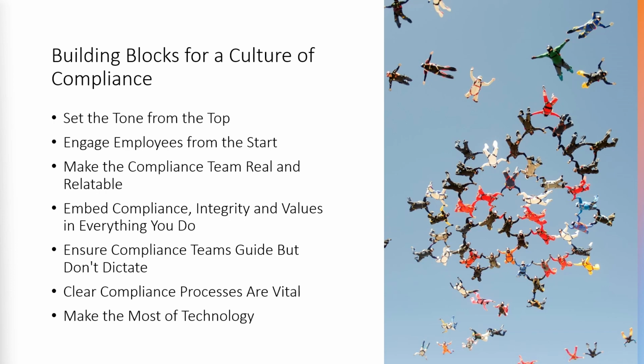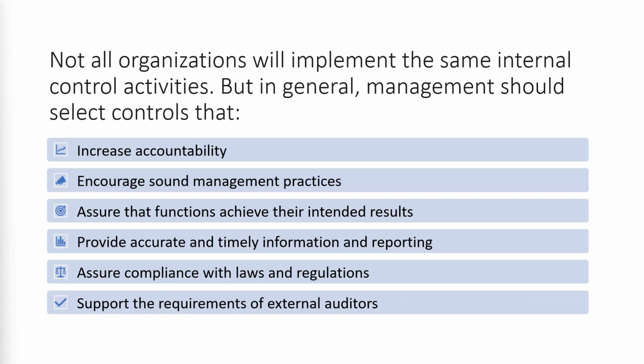When employees witness leaders disregarding internal controls and policies, it not only undermines their importance, but also signals that the organization may be susceptible to fraud. While internal control activities vary across organizations, management typically selects controls that enhance accountability, promote effective management practices, ensure the achievement of intended outcomes, deliver accurate and timely information and reporting, ensure compliance with laws and regulations, and support the needs of external auditors.